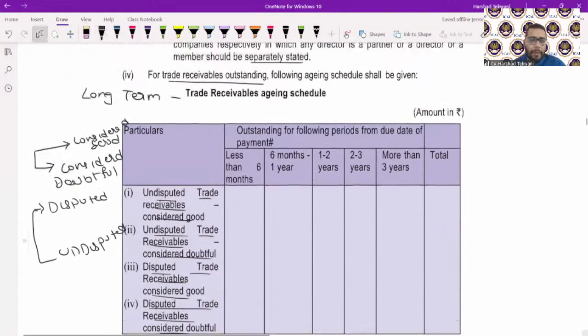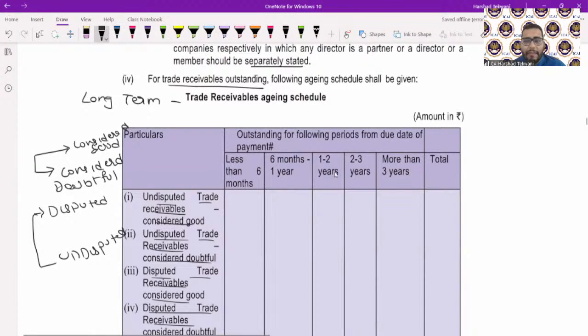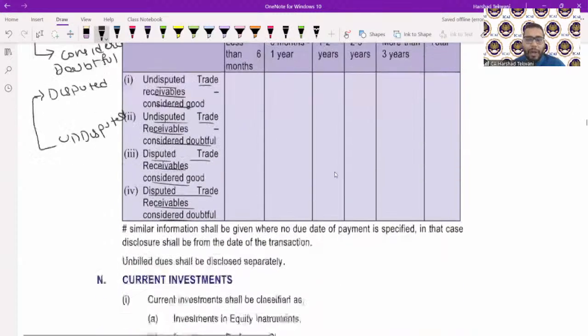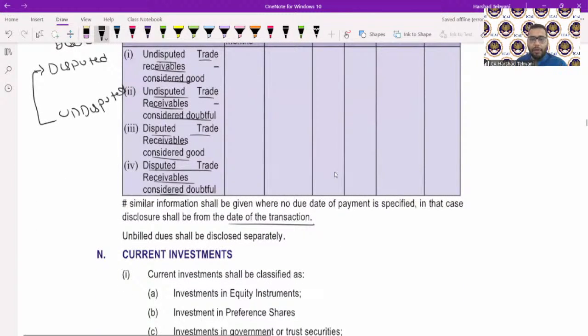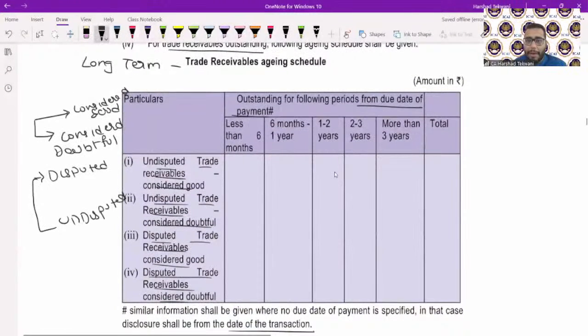Now earlier it is given that you need to calculate this aging from the due date of payment. However, if you don't have that due date of payment, you can take the date of transaction and calculate the aging. Any doubt? This is an amendment. This was not present earlier. This is a new requirement that is required to be followed from now. Any doubts? Any doubt, guys?